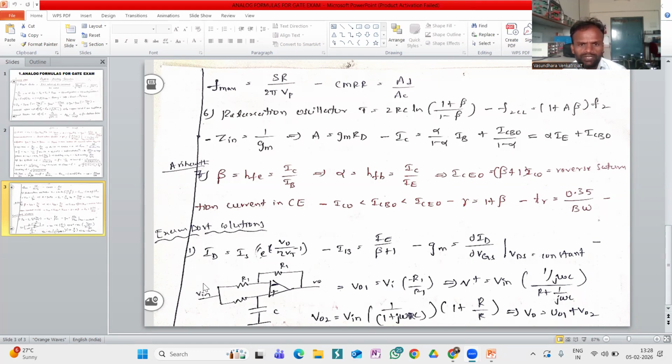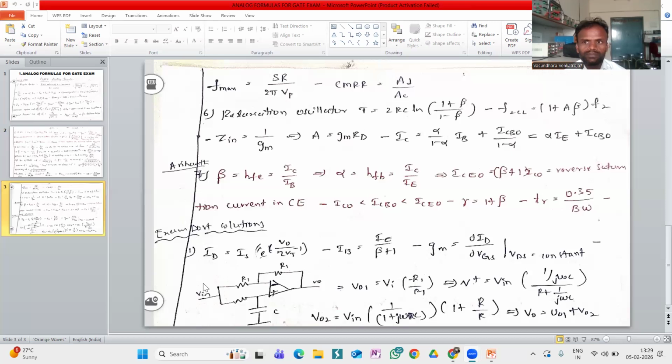Next, relaxation oscillator: T equal to 2 RC ln of 1 plus beta by 1 minus beta. Closed loop frequency equal to 1 plus A beta into F2. Zin equal to 1 by Gm. A equal to Gm RD. IC equal to alpha by 1 minus alpha IB plus ICBO by 1 minus alpha. Alpha IE plus ICBO. Next, handbook formulas.